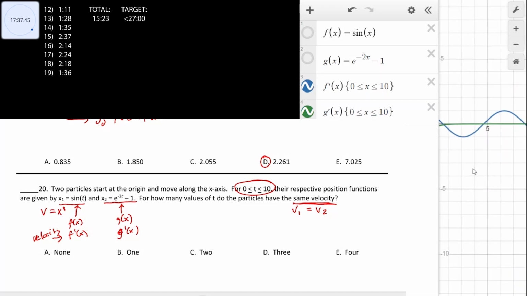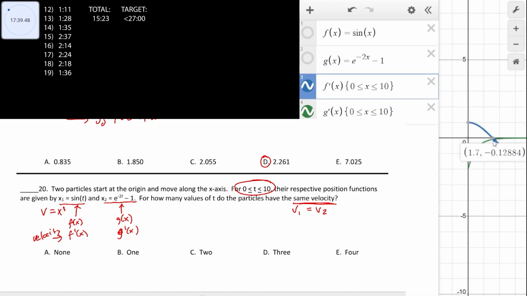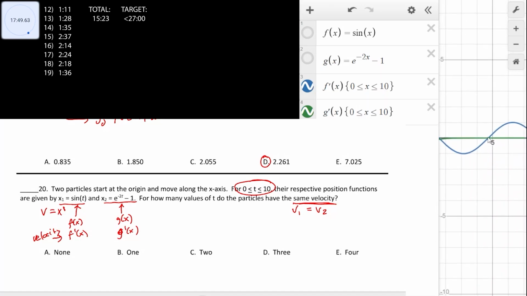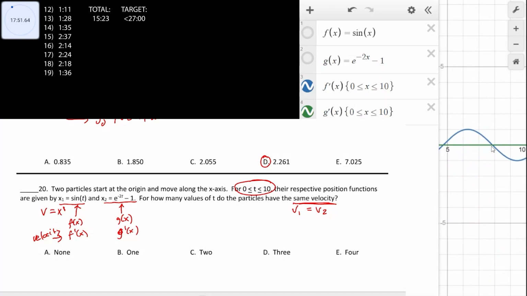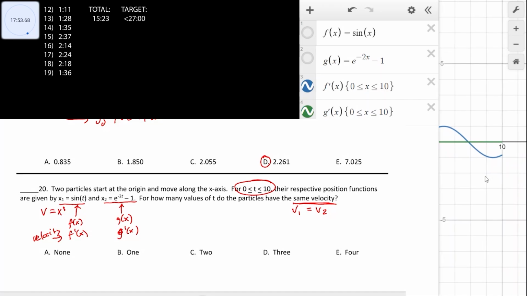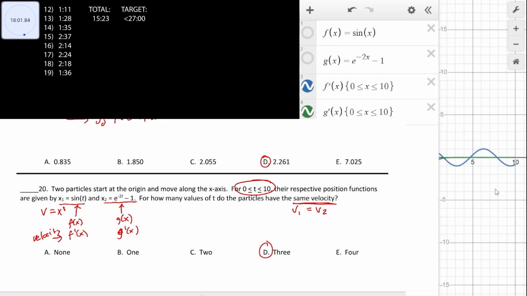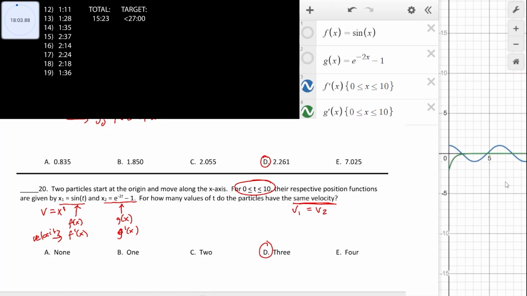Okay, so it looks like here's one point of intersection. This blue one is the velocity of the first particle. The green one is the velocity of the second particle. We got one intersection point here, one intersection point here, so we're up to 2. Now we're up to 3, and that's it. So we have a total of 3 intersection points, which means there are 3 values of t on that interval where the two velocities are the same. So our answer is D.